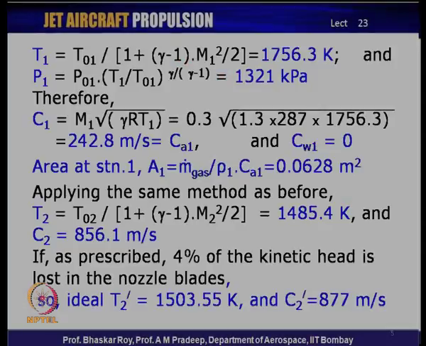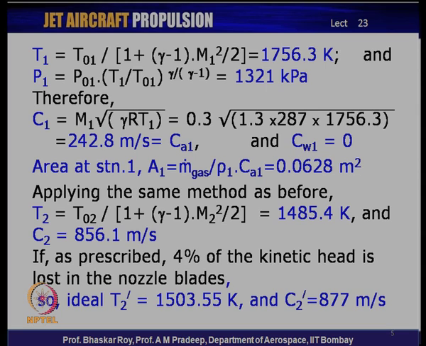So, let us do that, and we found at station 1 CW1 would be equal to 0. Correspondingly, at station 1 we can say that the area A1 would be equal to the mass flow m dot gas divided by the local density rho 1 into CA1. Of course, this means that we are simply using the continuity condition at station 1, and using it we can find out the area at station 1.